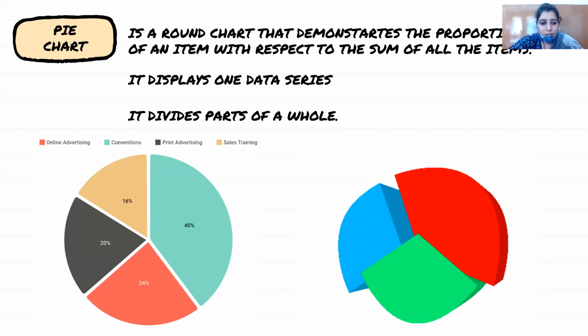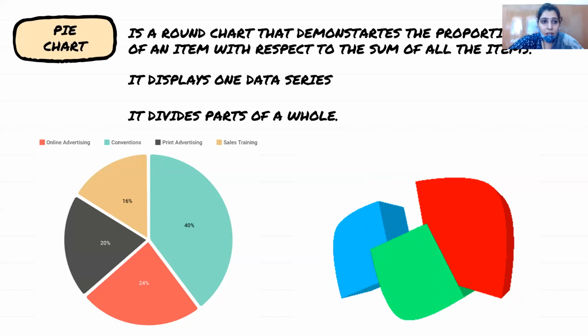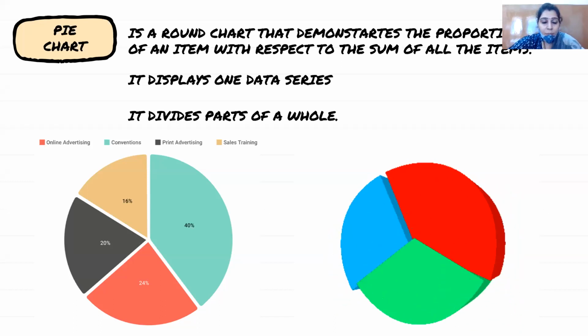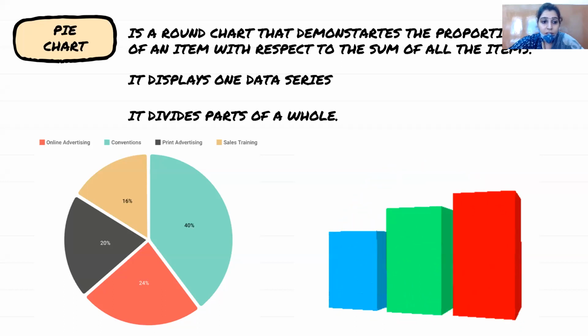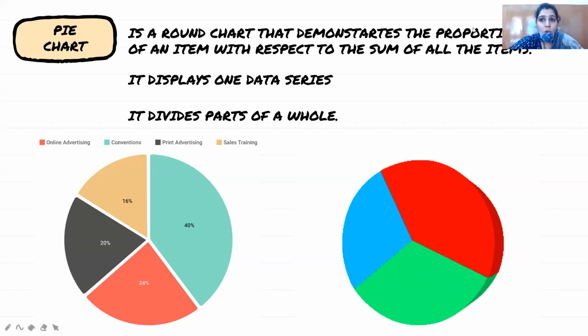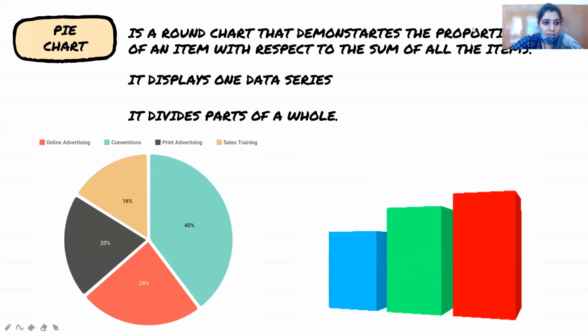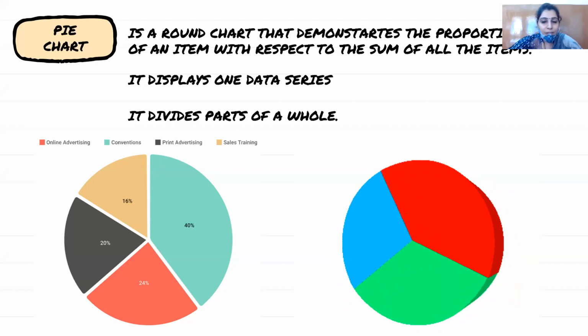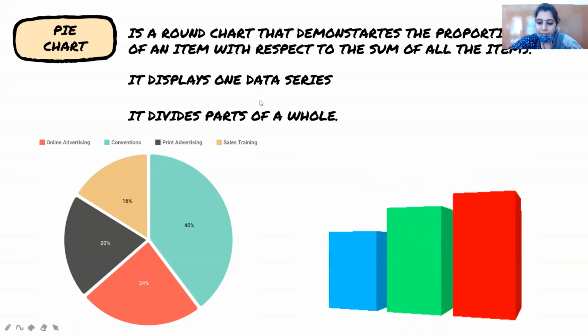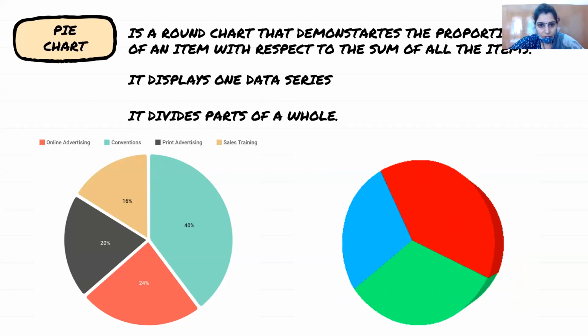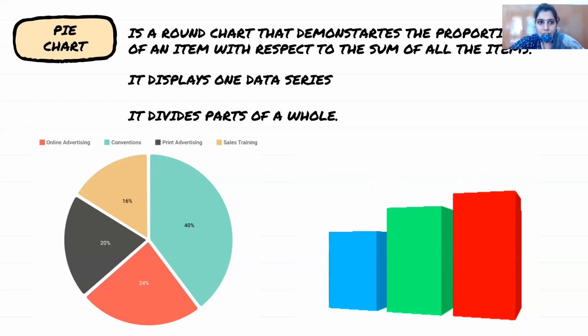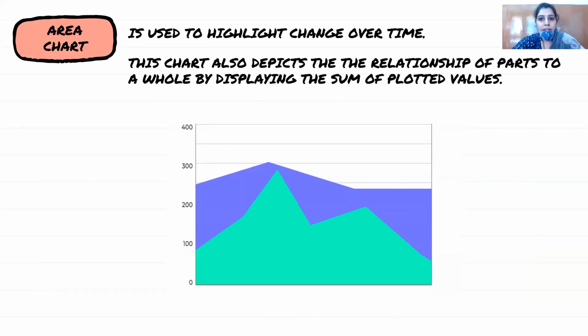So which chart is representing the data in rings or concentric circles, or where multiple data series can be represented? The chart name is donut chart, when you want to represent multiple data series. But in a pie chart, only a single data series will get represented, right? Next, area chart.